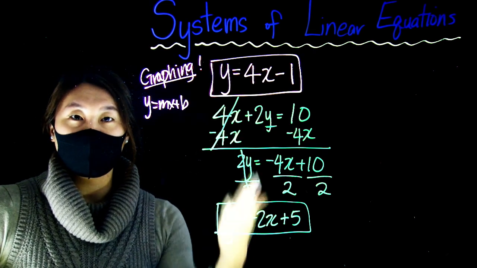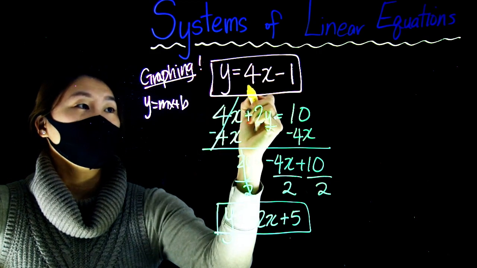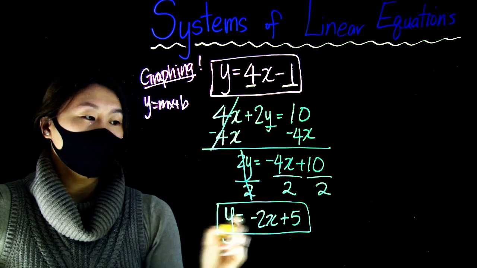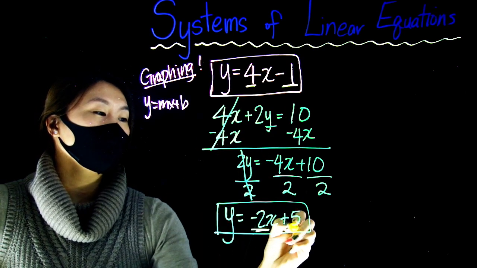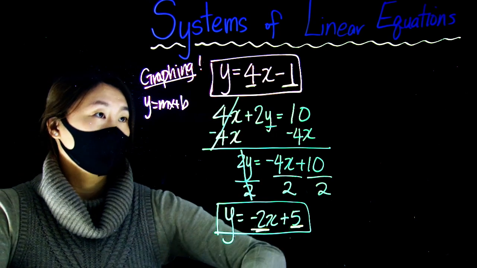In order to graph these two, we need to identify the slope and the y-intercept. Slope here is 4. Y-intercept is negative 1. Slope in this line is negative 2. Y-intercept is 5. So let's graph using that information.